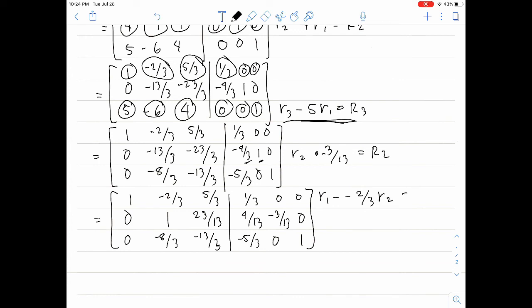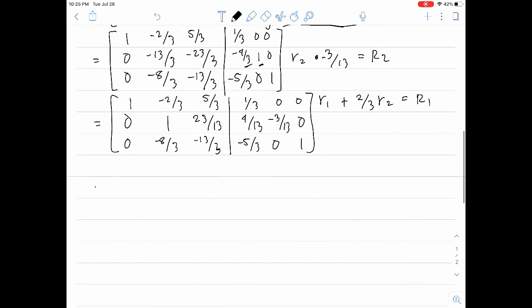R sub 2 times our new R sub 1. So this one can now be plus. Okay, so let's proceed to the next line. R sub 1 plus 2 over 3 times R sub 2 is equals to R sub 1. So 1 plus 2 over 3 times R sub 2, which is 0, this is just 1. Negative 2 over 3 plus 2 over 3 times 1 is just 0.